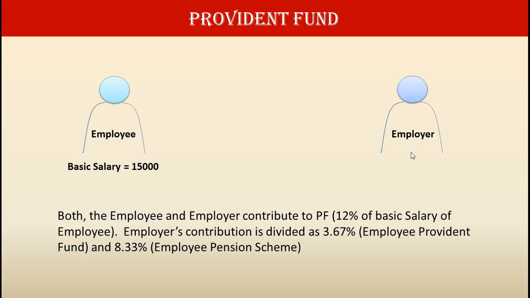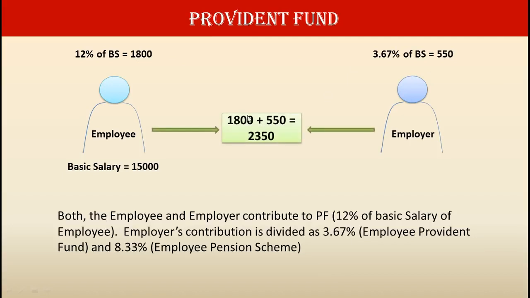Suppose your basic salary is 15,000. 12% of your basic salary comes to around 1800, and 3.67% of the basic salary is somewhere around 550. These are added and it comes to around 2350, that is 12% from the employee side and 3.67% of the basic salary from the employer side. So around 2350 will be contributed monthly to your provident fund account, and the remaining amount, somewhere around 1250, goes to your Employees' Pension Scheme.